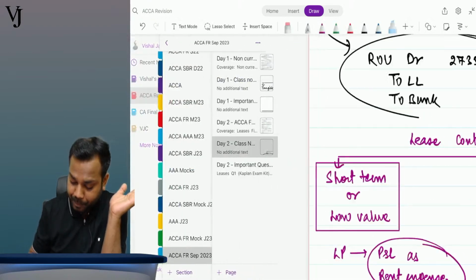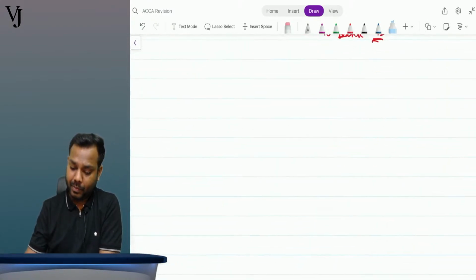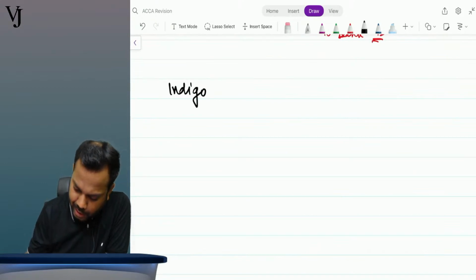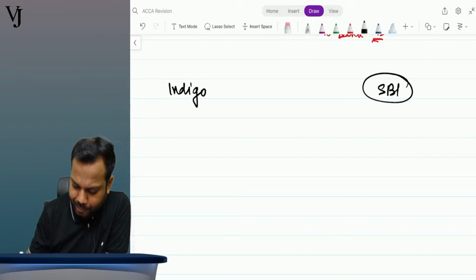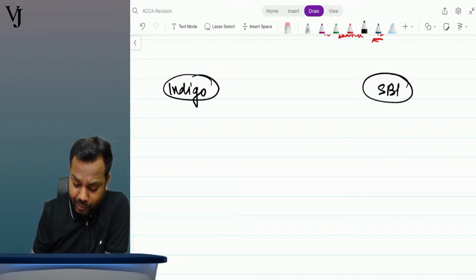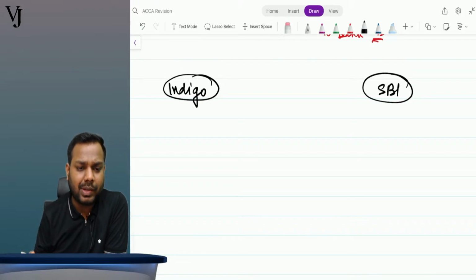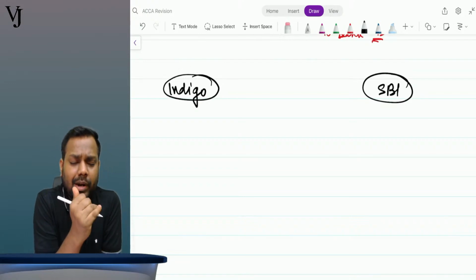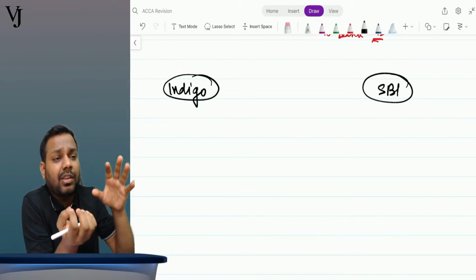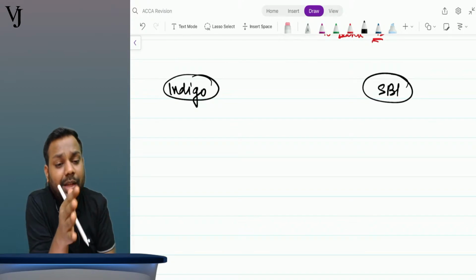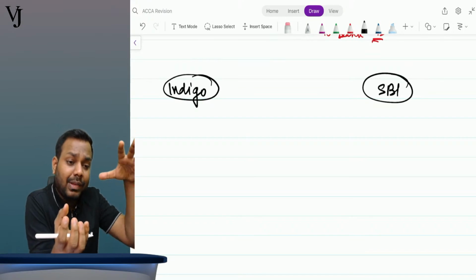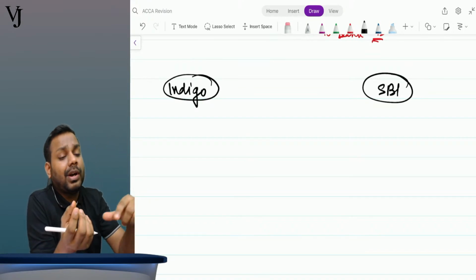Let me explain it. Let's suppose this is Indigo, and this is a bank. See, when they do the transaction, they are not at all aware. I always tell in my regular classes that the accounting is governed as per the business. It's not the other way around. The business is not governed as per the accounting.